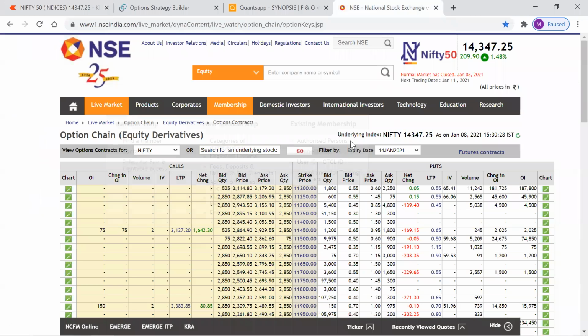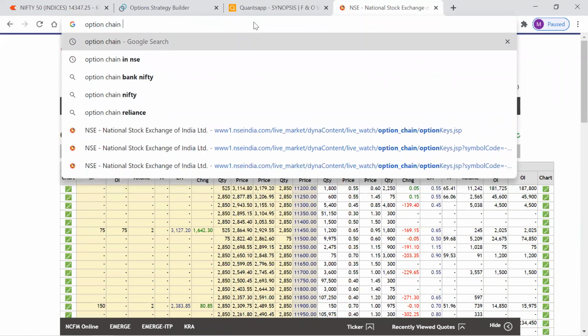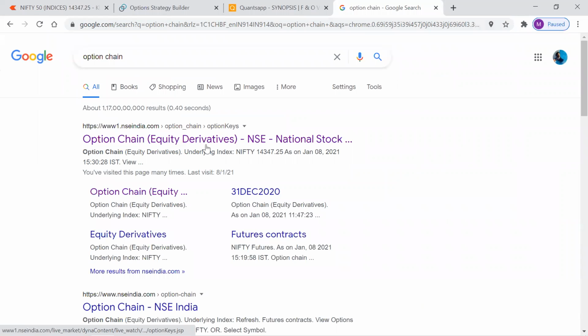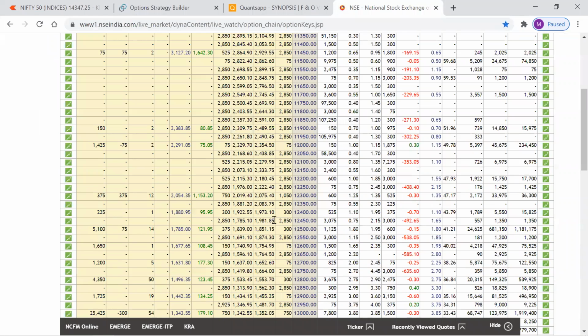All right, guys. This is option chain. How to open this? Simple. Go to Google. Just type option chain. Click on enter. Click on the first link, and the link is www.one.nseindia.com. Click on this link and the table will directly get opened.